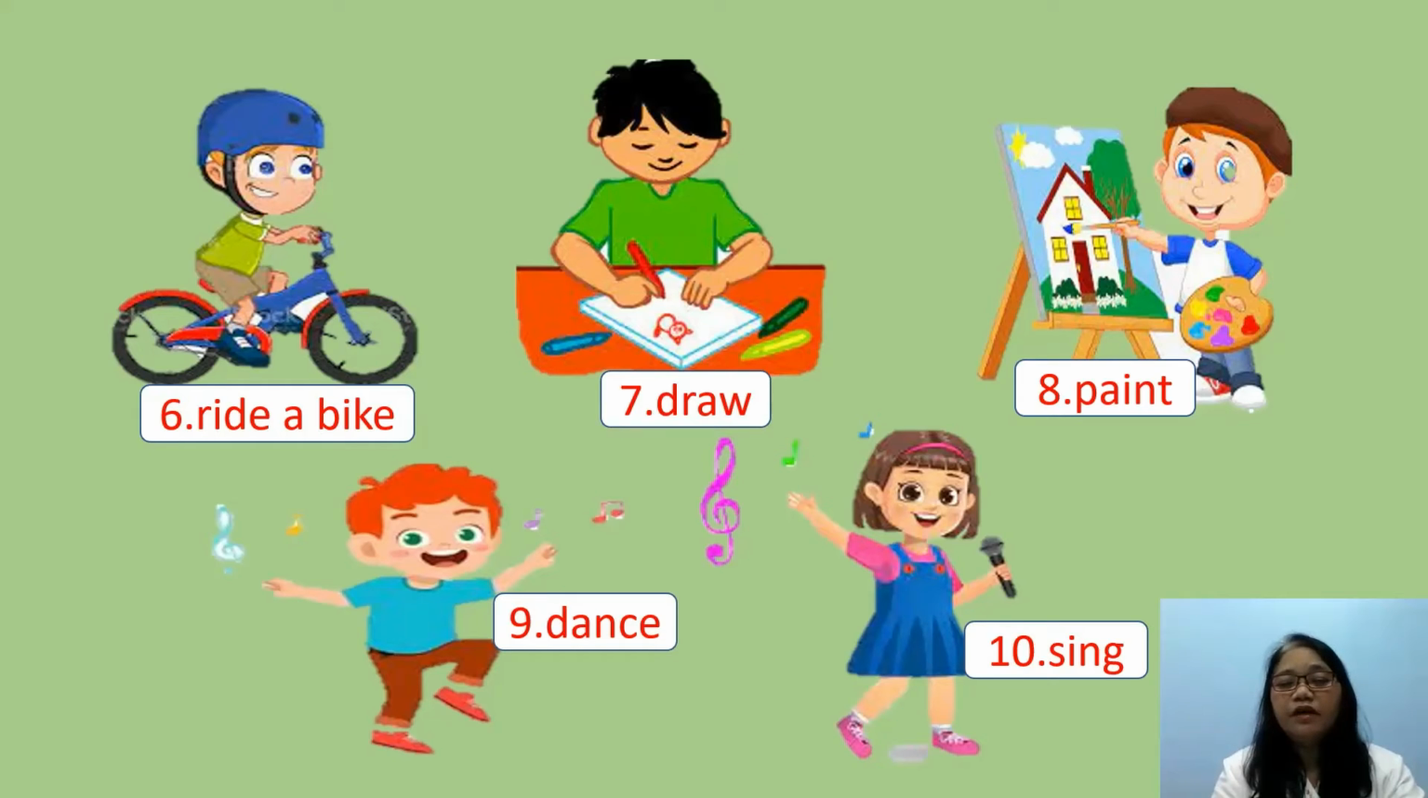The last one is sing. S-I-N-G. Sing. Sing an English song. I love to sing a song. Sing. S-I-N-G. So these are our second set. Number six, ride a bike. Seven, draw. Eight, paint. Nine, dance. Ten, sing.